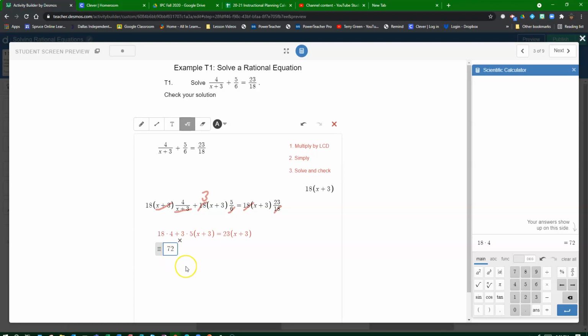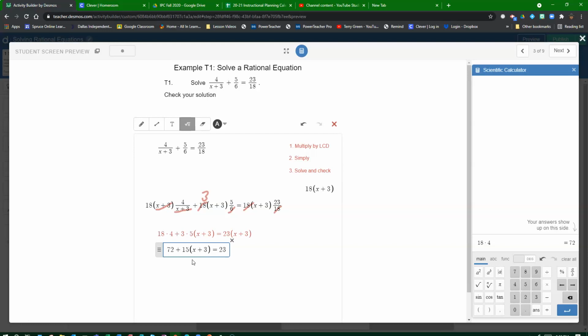All right, this is my math box. I would not do this with a text box. This would probably be absolutely painful with a text box. Now I know what 3 times 5 is, so that's going to be 15 times x plus 3, and then that's going to be equal to 23.